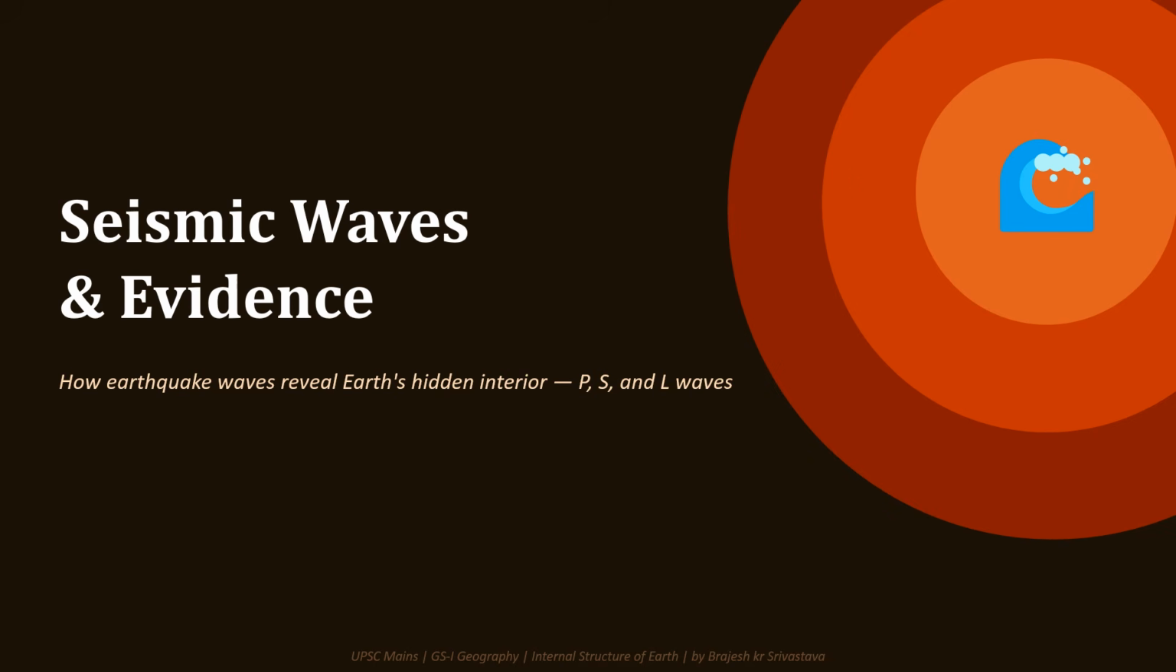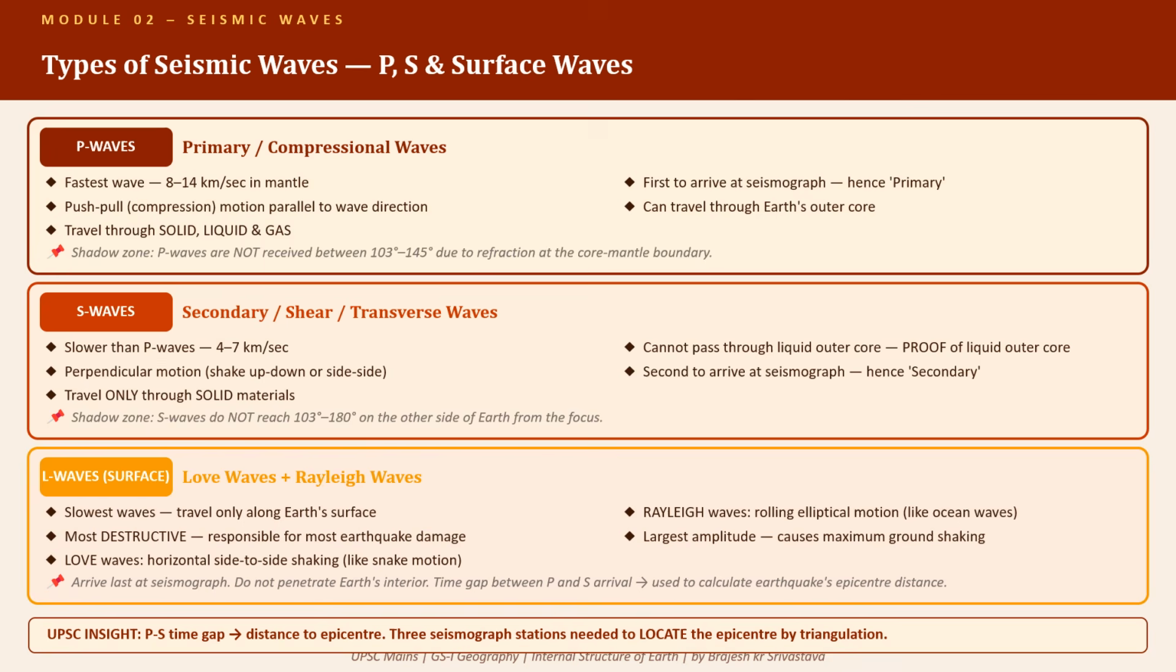Module 2: Seismic Waves and Evidence. We said the Earth's interior is revealed by seismic waves. But how exactly? There are three types of seismic waves, and each one tells us something different about the Earth's interior. Let us look at them one by one. There are three types of seismic waves: P waves, S waves, and surface waves, each with completely different properties. Let us go through them systematically.